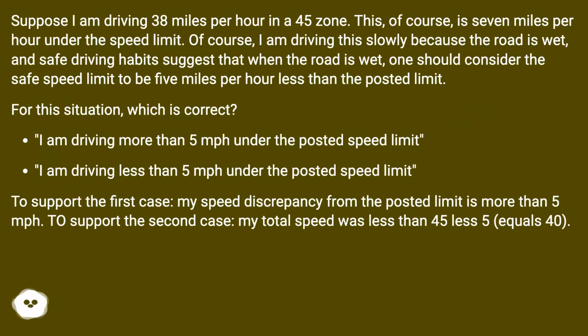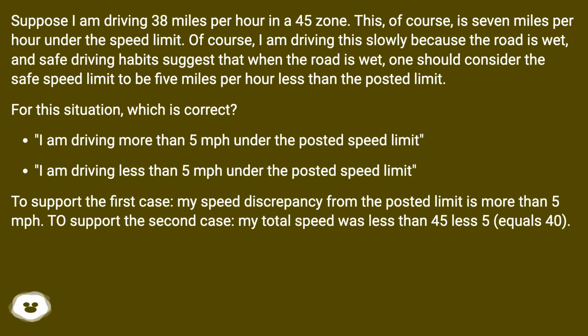Of course, I am driving this slowly because the road is wet, and safe driving habits suggest that when the road is wet, one should consider the safe speed limit to be 5 miles per hour less than the posted limit. For this situation, which is correct? I am driving more than 5 miles per hour under the posted speed limit. I am driving less than 5 miles per hour under the posted speed limit.